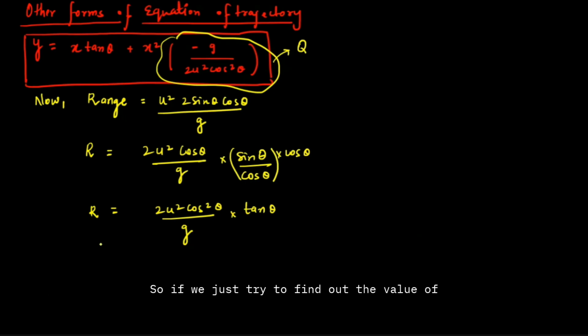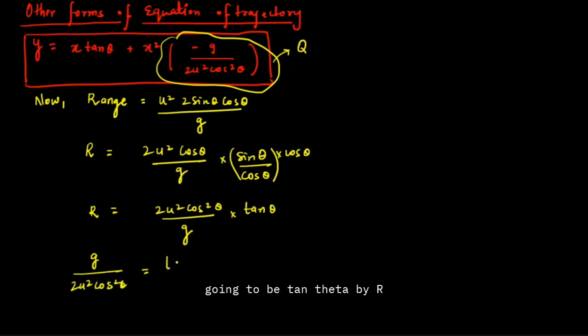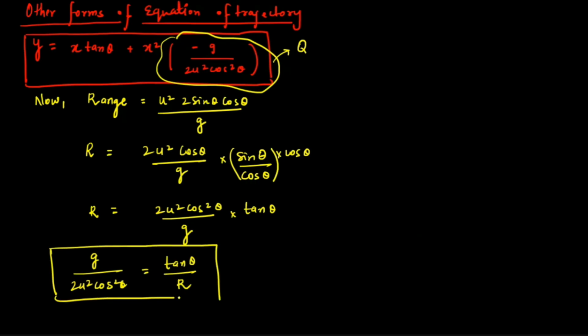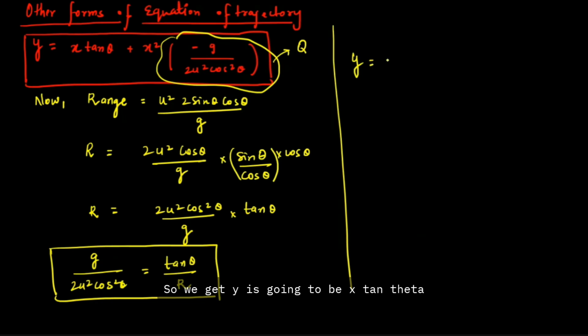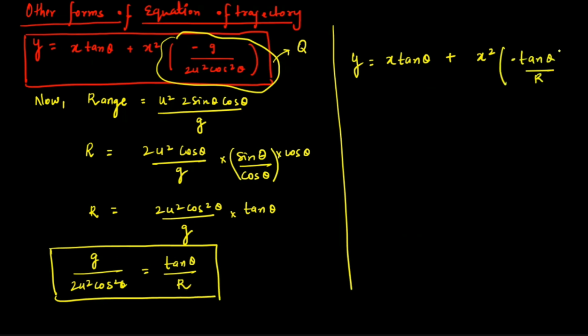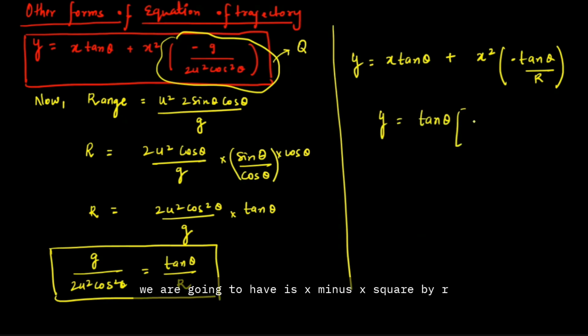Right? So if we try to find out the value of the reciprocal of this, g by 2u square cos square theta is going to be tan theta by R. We'll simply substitute this value into this equation. So we get y is going to be x tan theta plus x square times negative of tan theta by R. So another form of equation of trajectory we have is y equals x tan theta into 1 minus x by R.